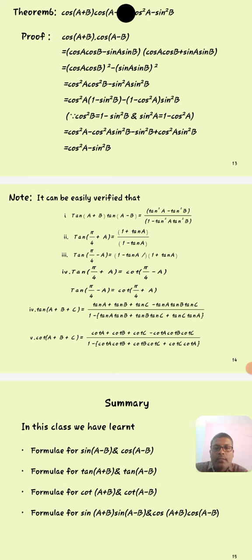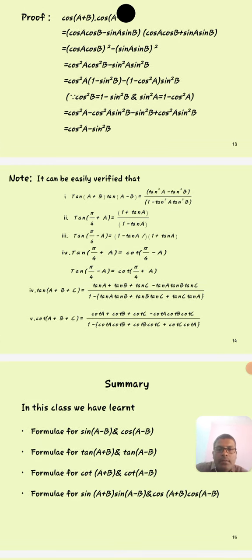Cot of (a plus b plus c) is equal to cot a plus cot b plus cot c minus cot a into cot b into cot c, divided by 1 minus cot a into cot b plus cot b into cot c plus cot c into cot a. You just have to remember these formulas. It can be easily verified. Easily verified means you just have to apply the above formulas. Then you have to remember the formula. You apply these formulas, you get these proofs: tan of a plus b plus c and cot of a plus b plus c.